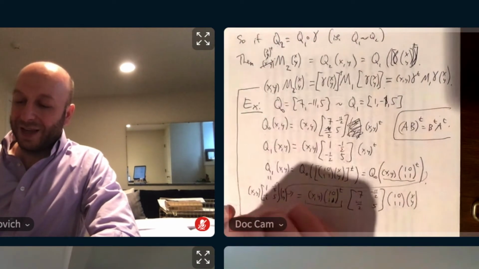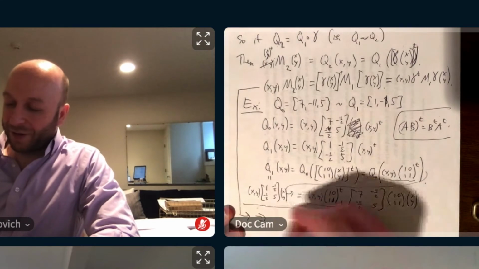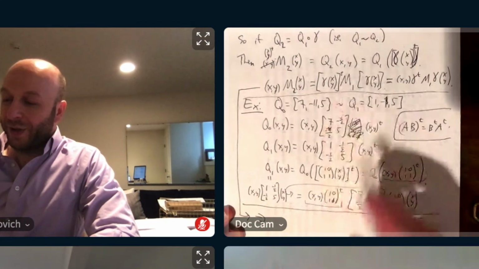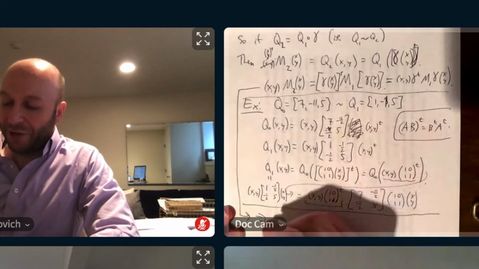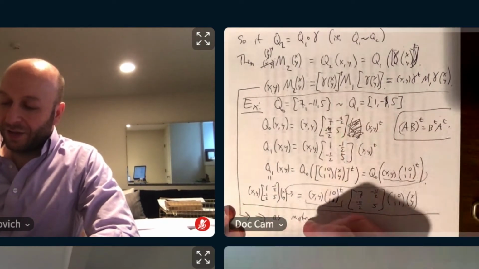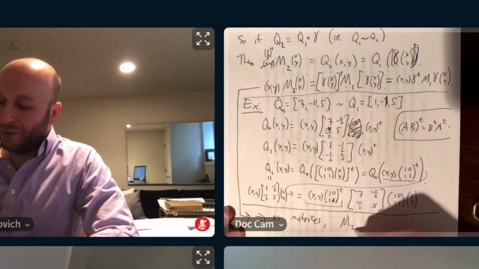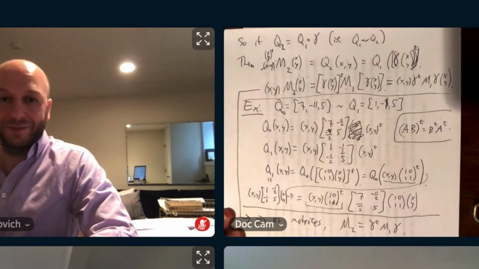From this formula, it's immediate. So this was our explicit example, our aside. From this formula, these things are the same as matrices. Since they're the same as quadratic forms, and the quadratic forms determine the matrices, as matrices, the matrix M2 is equal to the matrix gamma transpose M1 gamma. Okay?